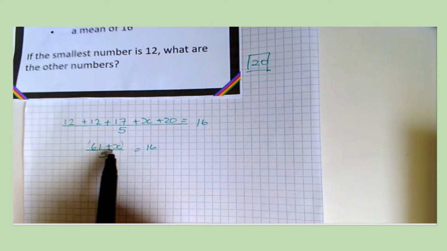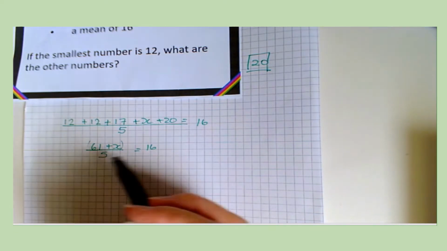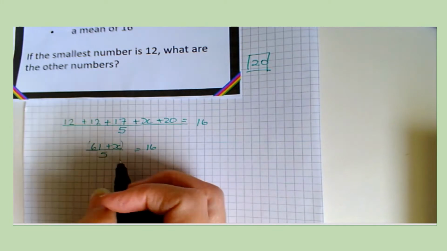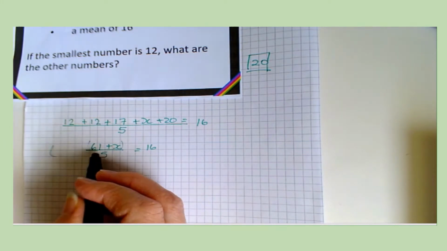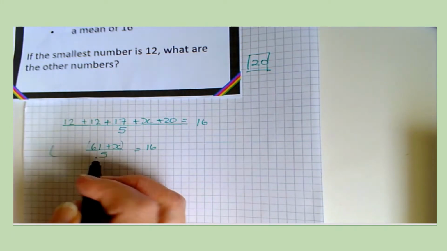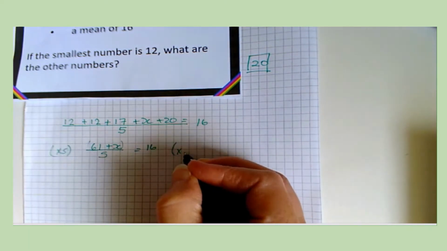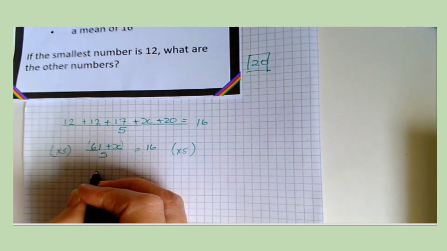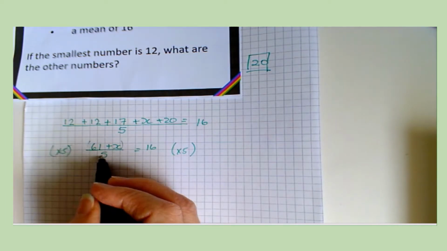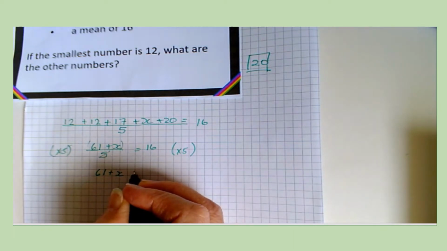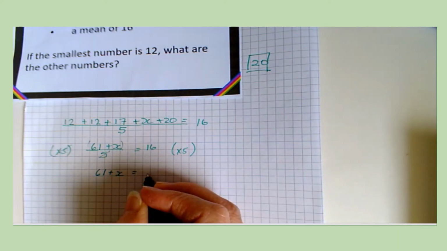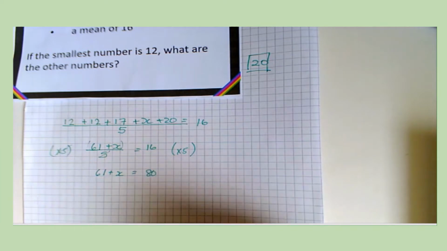I need to really get rid of that 5. We don't like fractions in maths when we're solving equations. So 61 plus x is being divided by 5. The opposite of dividing is times, so I'm going to multiply both sides by 5. And on this side, these two would cancel. So we'll end up with 61 plus x equals 16 times 5, which is going to give me 80.